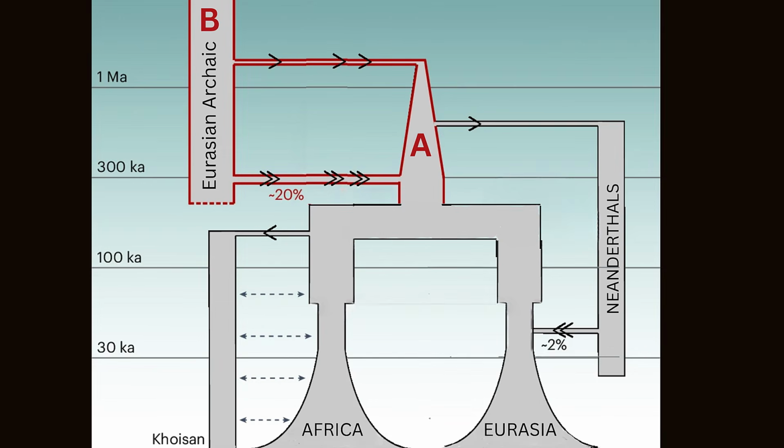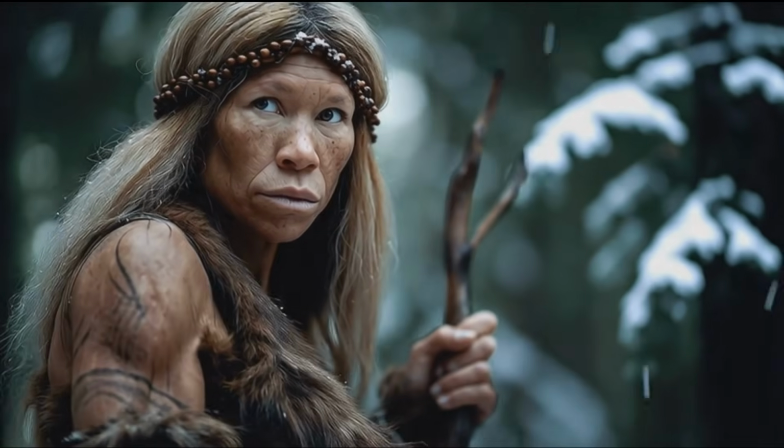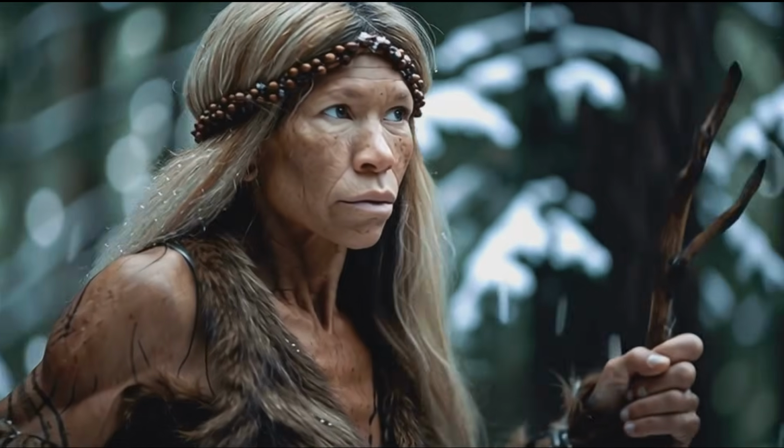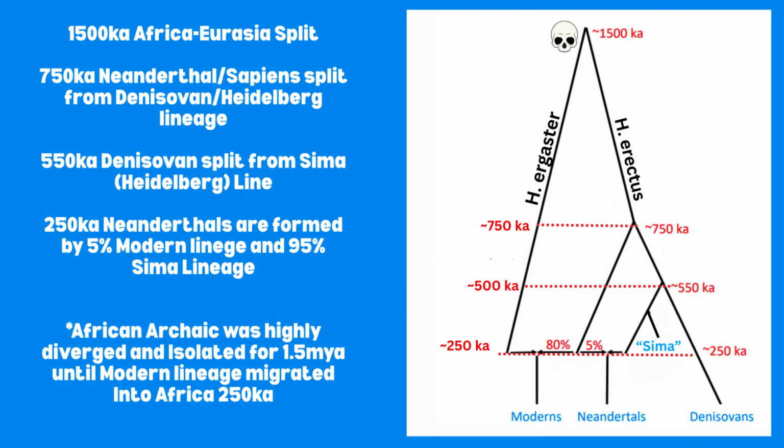Around 1.5 million years ago, the model splits into 2 major branches. One branch leads toward what is labelled African Archaic, often associated with African ergaster populations deep within the continent. The other branch leads toward Eurasian Archaic populations spread across the Near East and Greater Eurasia. This first split matters because it completely changes the emotional framing of human evolution.